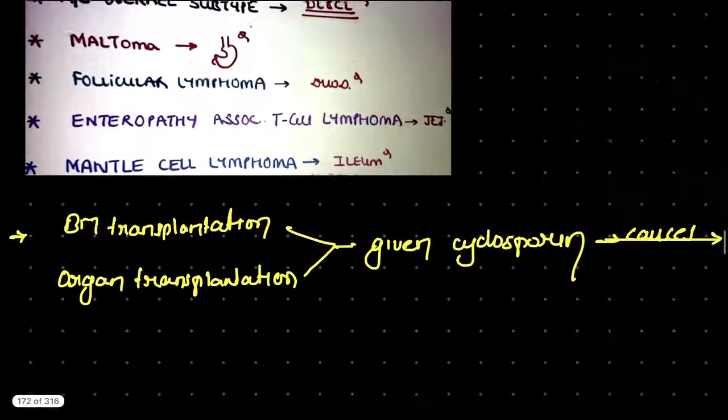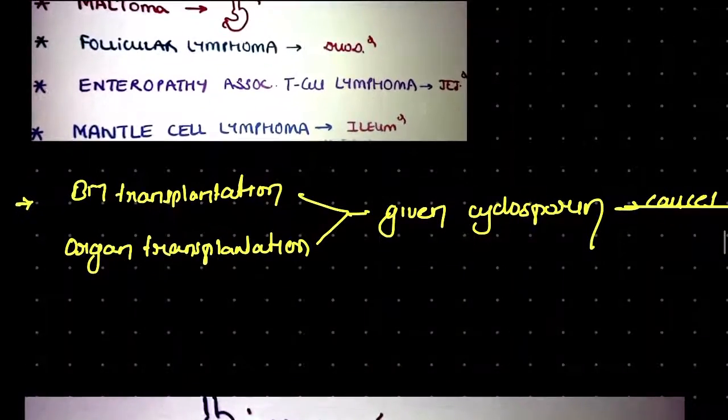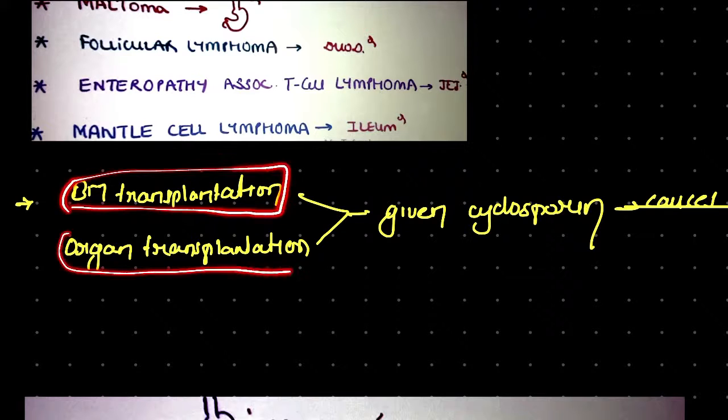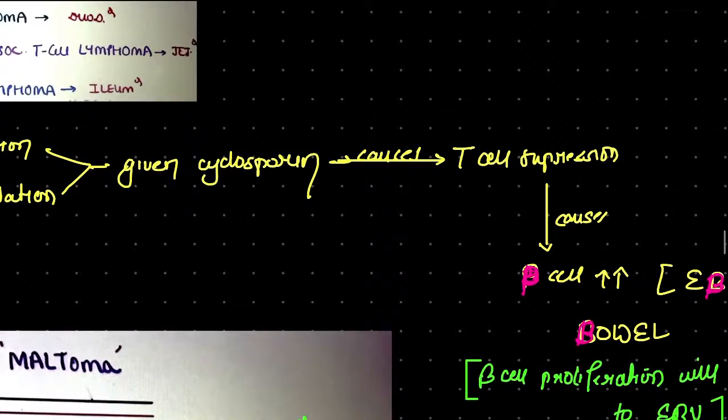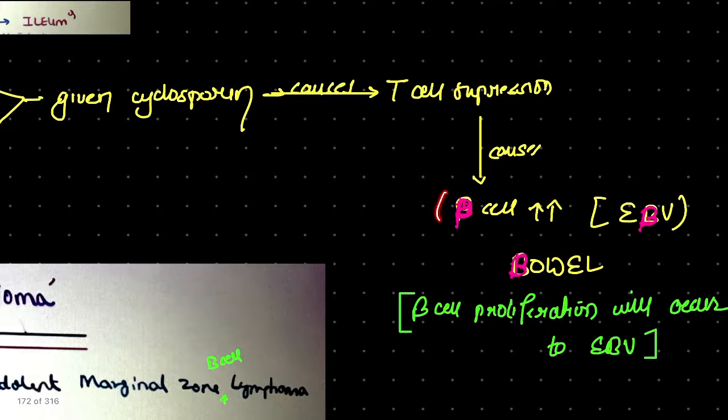Okay, that's all. Now there is one important concept here that we need to discuss. In the case of bone marrow transplantation and organ transplantation, we give cyclosporine. This cyclosporine causes a reduction in the activity of T cells, or you can say it causes T cell suppression. As it causes T cell suppression, the B cells will increase in large quantity. At this time the B cells also increase because of Epstein-Barr virus, EBV, and this will happen in our stomach or in our bowel.